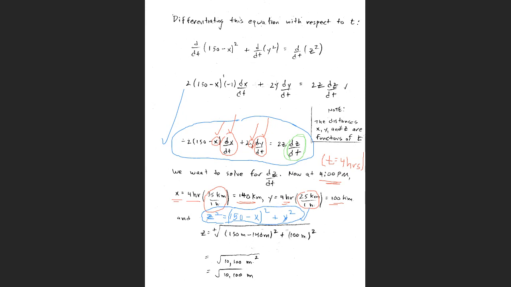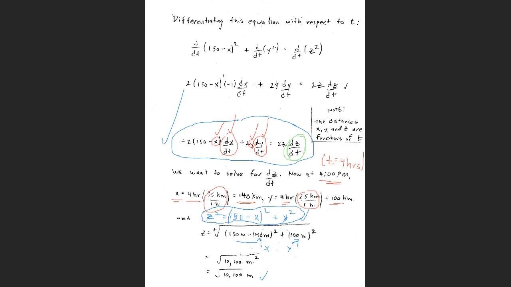So if we take the square root of both sides, we get z equals the positive square root of (150 minus 140) squared plus 100 squared, as remember, x is 140 and y is 100. And I included the units just so you can see that it makes sense. So z will be the square root of 10,100 meters.